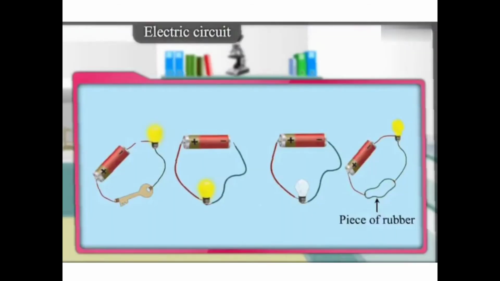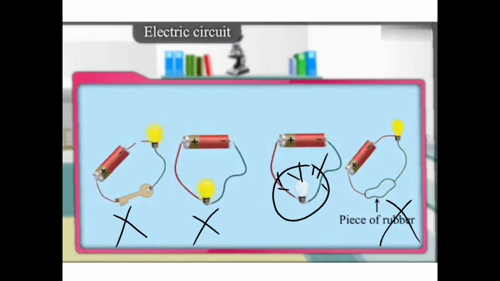Now let us have some experiment. In front of you there are 4 diagrams. What is done here? Observe. Here, this is the glowing bulb. This is not glowing, this is not glowing, this is not glowing. You have to identify what is the problem, why the current is not flowing in the first, second and fourth diagrams, but current is flowing through the third diagram.